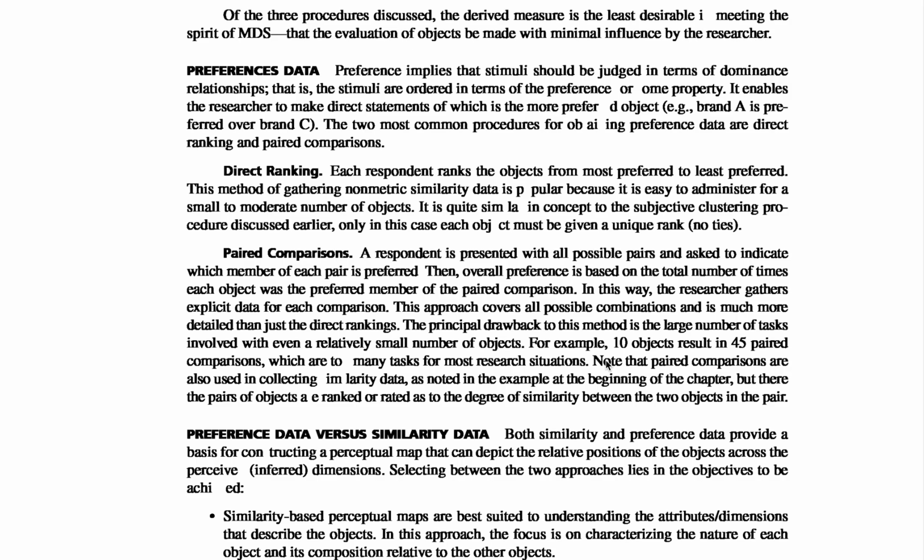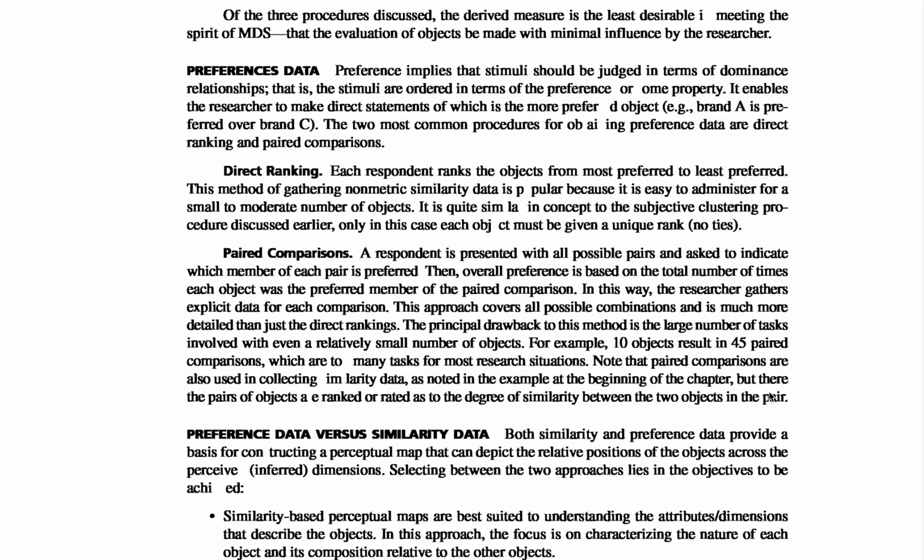It enables the researcher to make a direct statement of which object is more preferred, that is, a brand preferred over another brand. The two most common procedures for obtaining preference data are direct ranking and paired comparison. In direct ranking, each respondent ranks the objects from the most preferred to the least preferred. This method of gathering non-metric similarities data is popular. It is easy to administer for a small or moderate number of objects. It is quite similar to the subjective clustering procedure discussed earlier. Only in this case, each object must be given a unique rank.